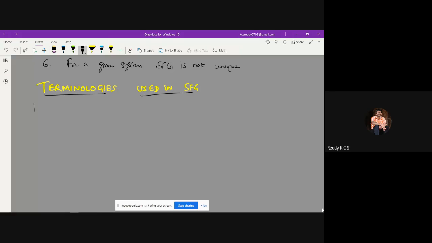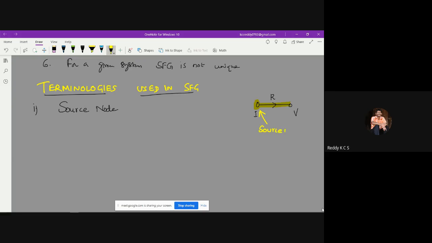First and foremost is called the source node. As we discussed in the beginning, the independent variable: V is equal to IR. Here I have taken I as the independent variable and V as the dependent variable, and the branch gain is R. Here this I has only an outgoing branch. The node which has only outgoing branches is called a source node.